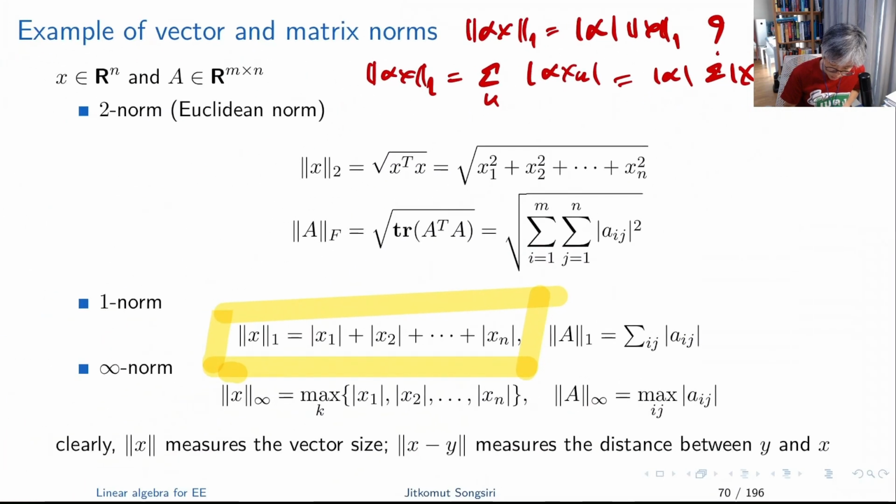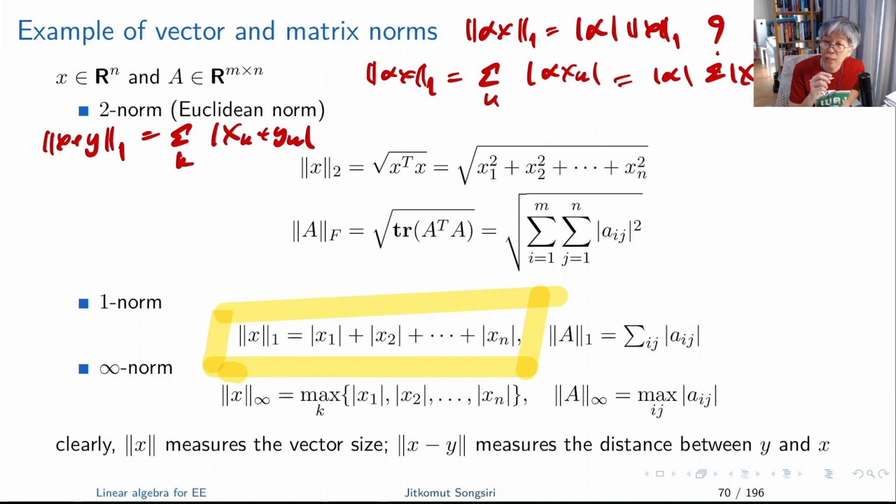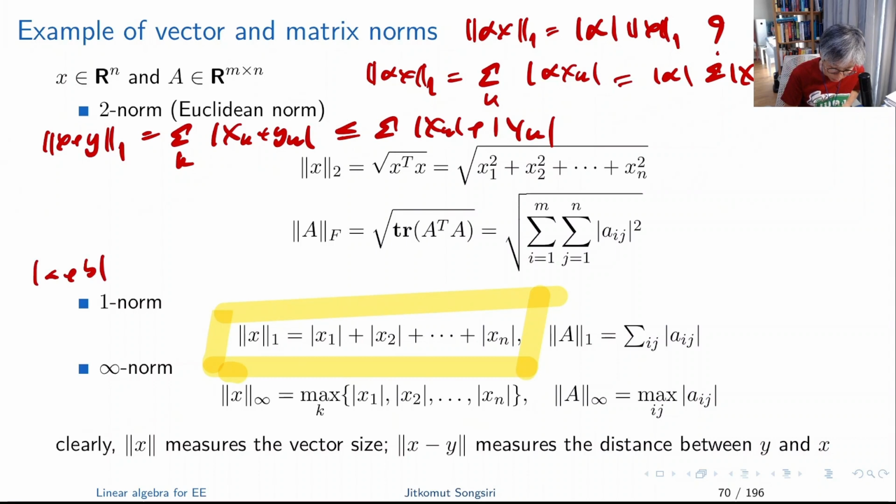Second of all, the triangle inequality: the norm 1 of x plus y. So it's going to be the sum of the absolute value of xk plus yk. But because you know that the absolute value of the sum of two real numbers is less than the sum of absolute values, basically we have a triangle inequality for real numbers. This is very well known. And that's the one norm of x plus the one norm of y.